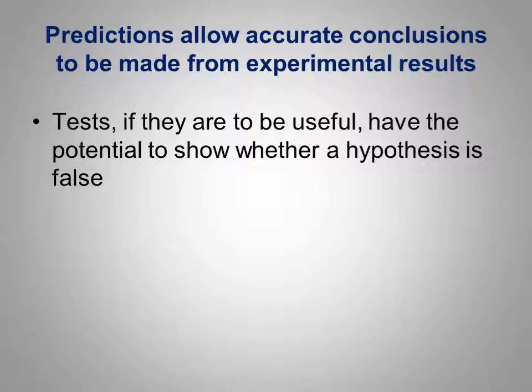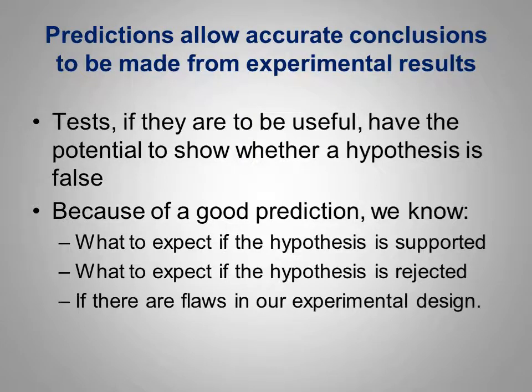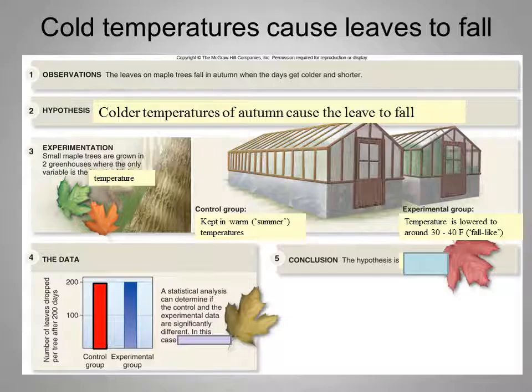Predictions allow us to make accurate conclusions based upon our experimental results. Tests, if they are to be useful, have the potential to show whether your hypothesis is false. Because of a good prediction, we can know what to expect if the hypothesis is supported, what to expect if the hypothesis is rejected, and if there are any flaws in our experimental design.